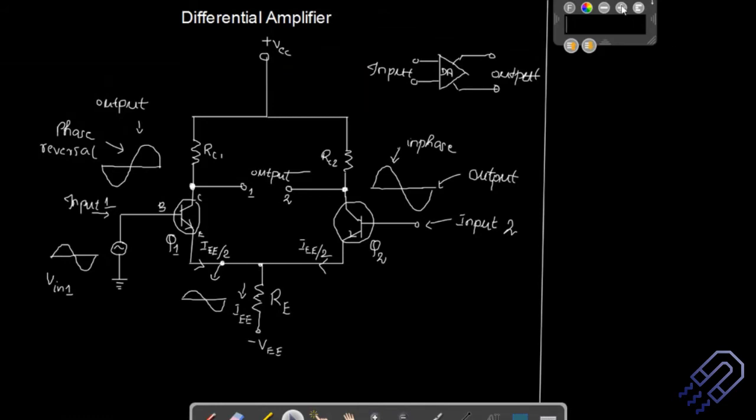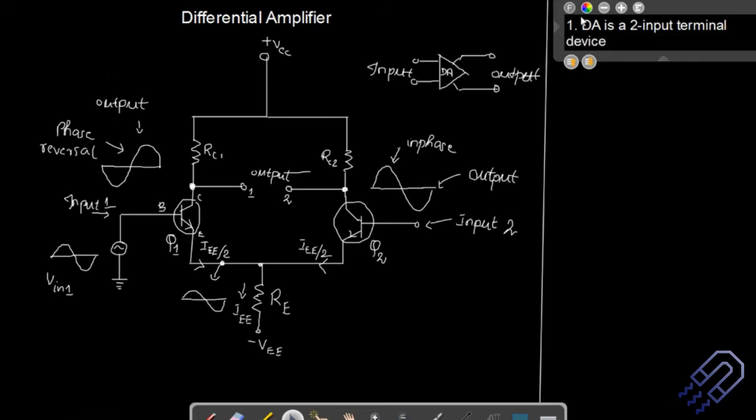So let's write down some points here. The first thing is the differential amplifier. Is it a two input terminal device or a one input terminal device? It depends on the application. In general I can say a differential amplifier is a two input terminal device. It has two input terminals, whether you use them or not is a different thing. I think yesterday I already told you what exactly we mean by differential. You are taking the difference between the two inputs.